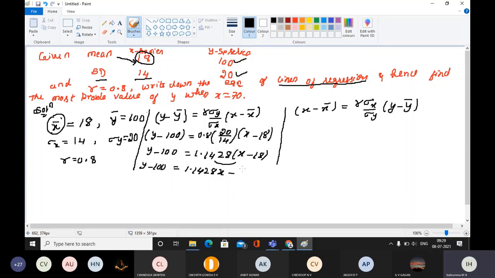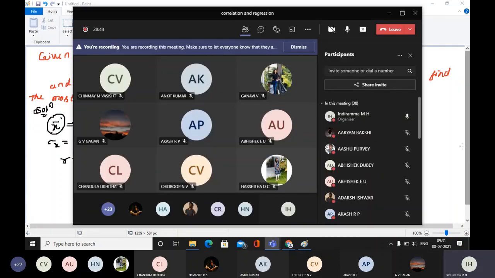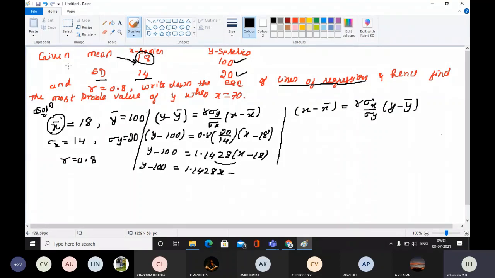What is 1.1428 into 18? 20.5704. So next, y is equal to 100 minus 20.5704 on the RHS.